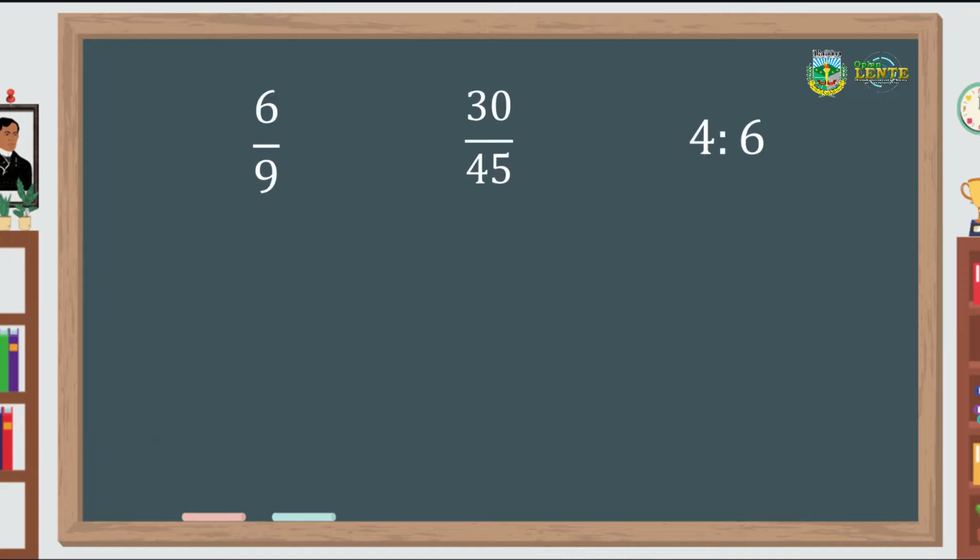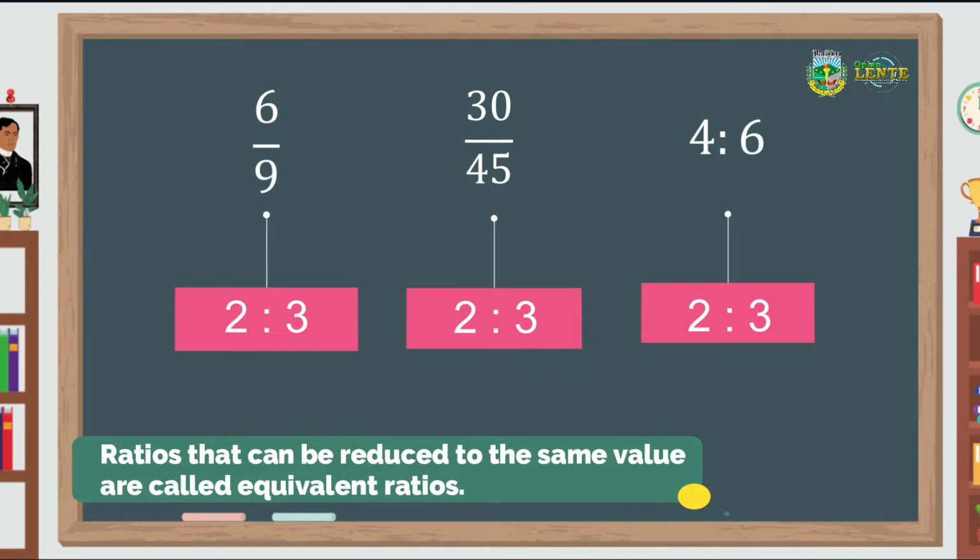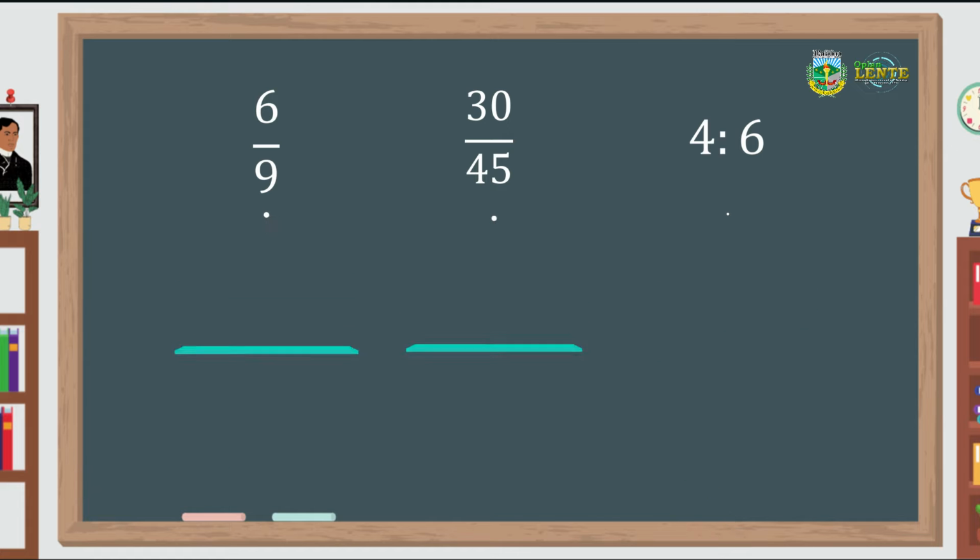The following ratios can be reduced to the same value: 6:9, 30:45, 4:6. And their simplest form is 2:3. Ratios that can be reduced to the same value are called equivalent ratios.